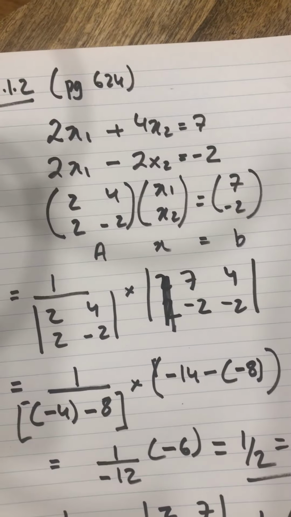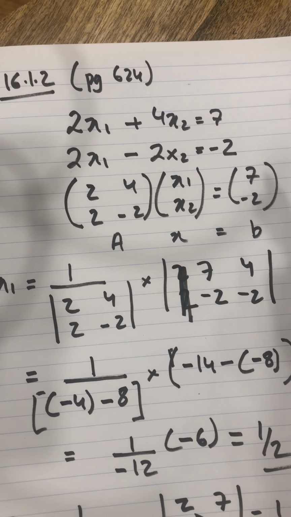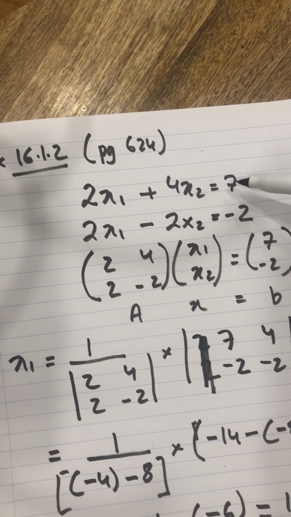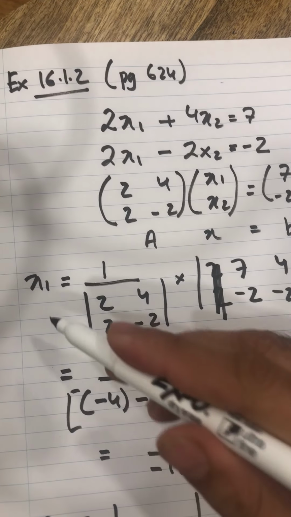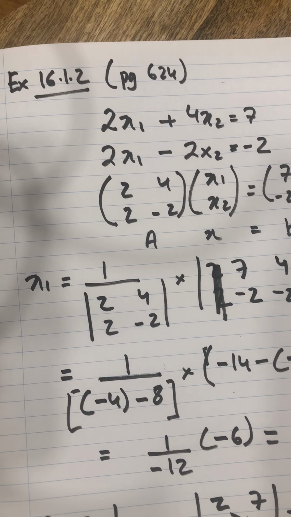This is an example which I just read from the textbook, which shows how, if you have a system with two equations, you can use Cramer's rule to solve for x1 and x2. So try out a few more problems. It's a technique which is very useful to solve simultaneous equations.